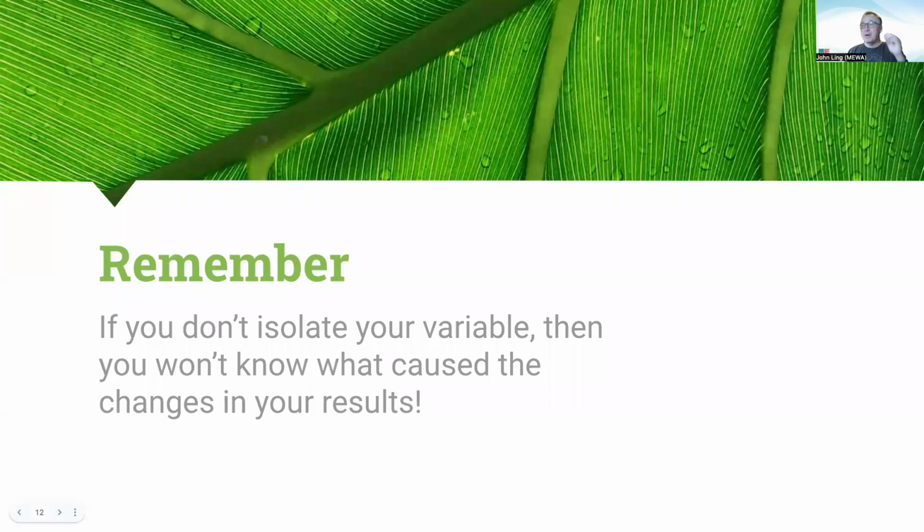All right, so remember, if you don't isolate the thing that you're testing, the thing you have the question about, then you won't know what caused the changes in your results. If those controlled variables aren't kept the same, we won't know if any changes in those growth rates were due to the sunlight or were due to other things like the soil or the water or whatever.